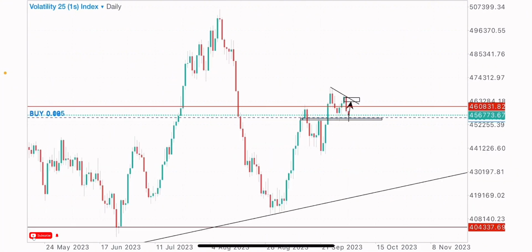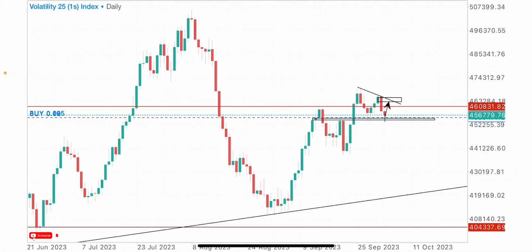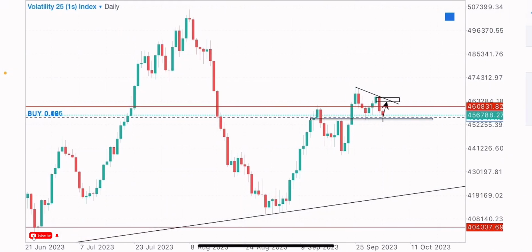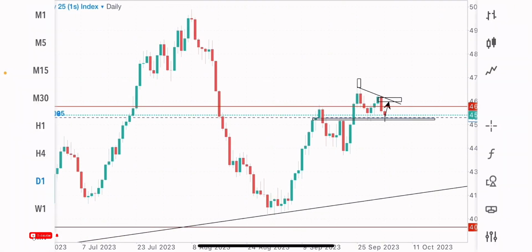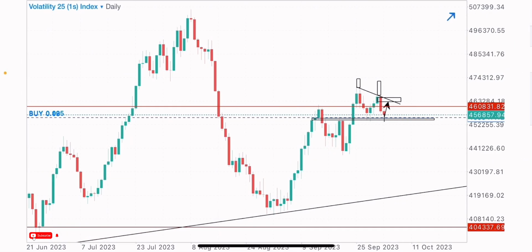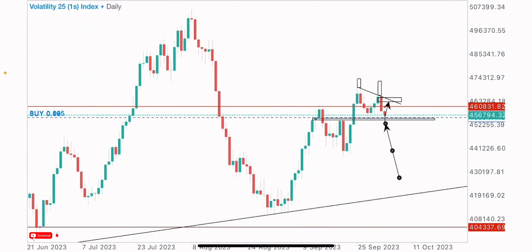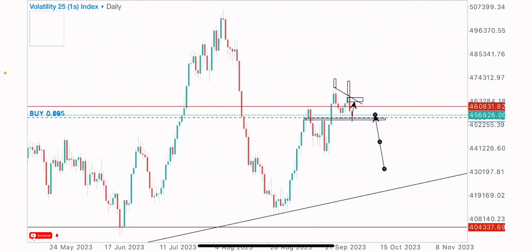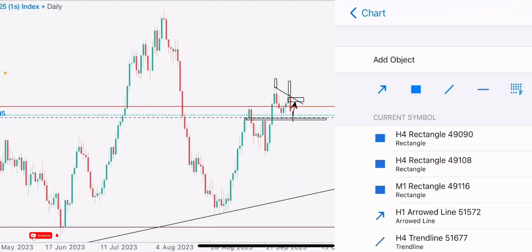So coming to the daily time frame, it's clearly seen that we had a double top formation at this point, which is a nice reversal pattern. We got the first highs at this zone, right? Got the second highs at this level, right? The first and second highs at this zone. This is a double top formation, which is a bearish reversal pattern. So the sell is expected on this index, and we have this trend support as well.